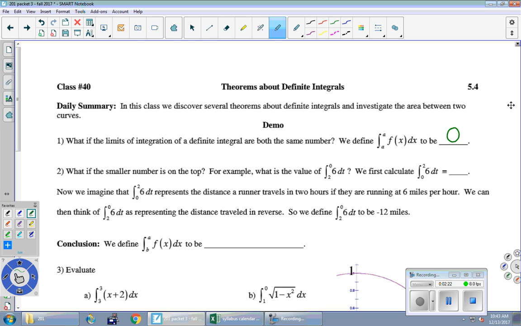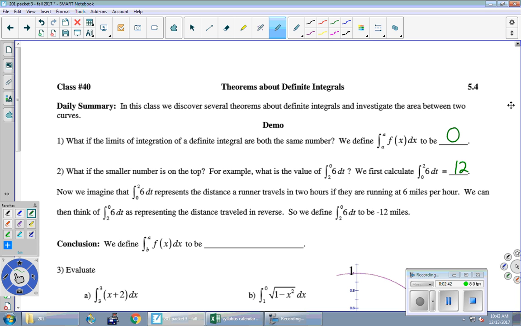And we know how to find this one because here the numbers are in the right order. So 0 to 2. What's the graph of y equals 6 look like? Just a horizontal line, and it's up 6, and we're going from 0 to 2. So what's the area there? 12, right? It's just a 2 by 6 rectangle. So this one here, the answer is 12.